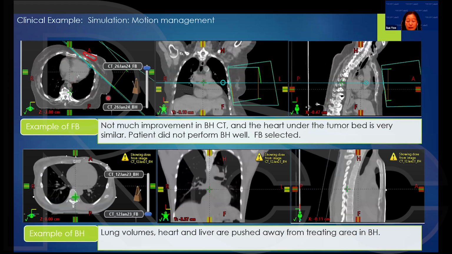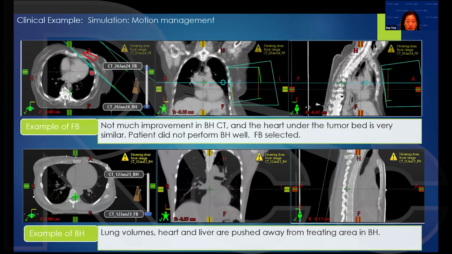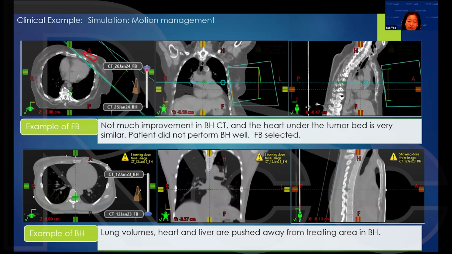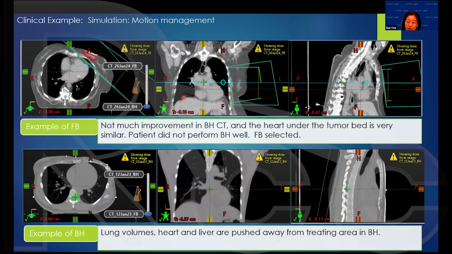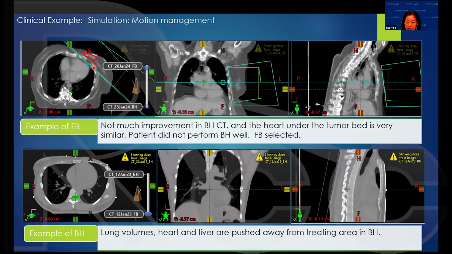So here's an example case of free breathing versus breath hold. The tumor bed was here, and you can blend back and forth between free breathing and breath hold. When we compare, breath hold is a little bit better. The diaphragm went down, so the liver is a little bit more inferior. Heart-wise, we don't see much difference, maybe a little bit better. The lung expanded some on the right side. We were treating the left side, tumor bed was here. When we placed the beam, it was not much different. And plus, this patient did not do so well with the breath hold. So we selected free breathing even for the left side treatment.